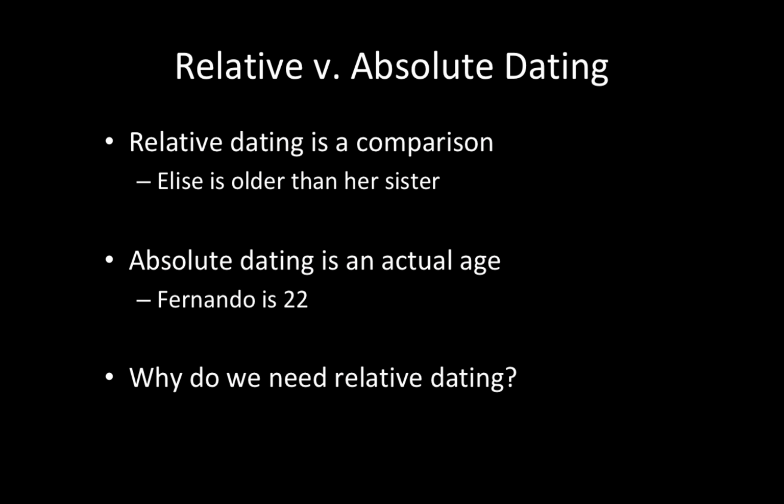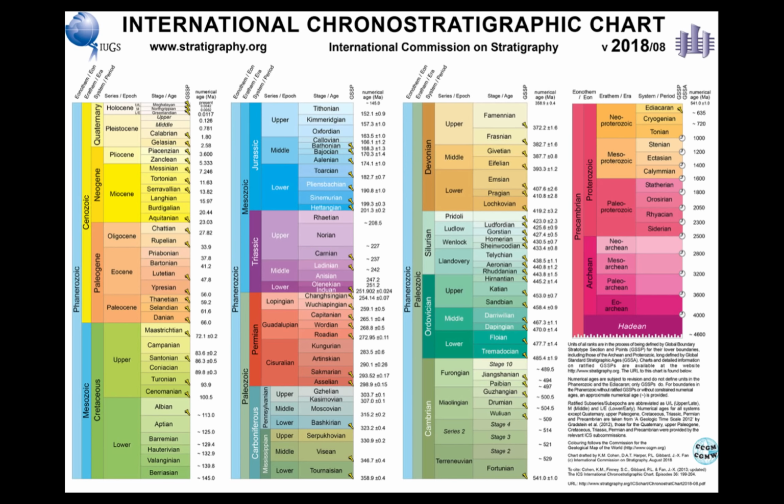So relative dating is a comparison. Like, Elise is older than her sister. I have no idea how old Elise is, and I have no idea how old her sister is, but I know Elise is older. So if we take a look back here, I know the Jurassic in blue, in the top of that second from the left corner, the Jurassic is older than today. That doesn't tell me any information about what ages there actually are, but that's a lot of information.